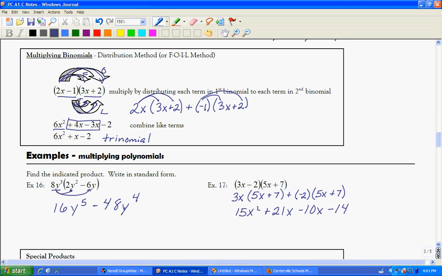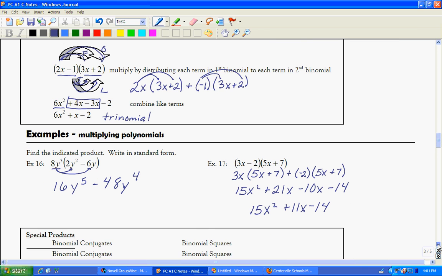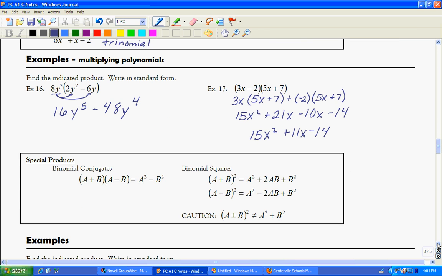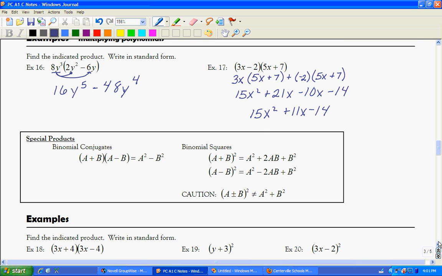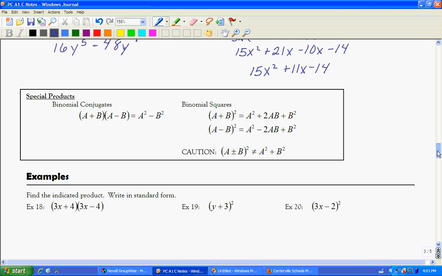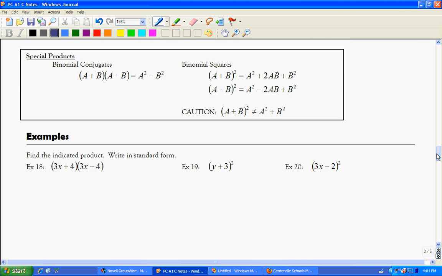Combine like terms, and our final answer is the trinomial 15x squared plus 11x minus 14. Okay, then we have some special products that we want to show you, just a few shortcuts. If you have a binomial conjugate, meaning if you have a binomial a plus b, its conjugate is a minus b. We're going to be using that a lot.